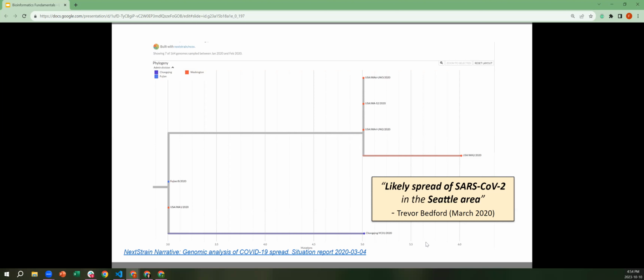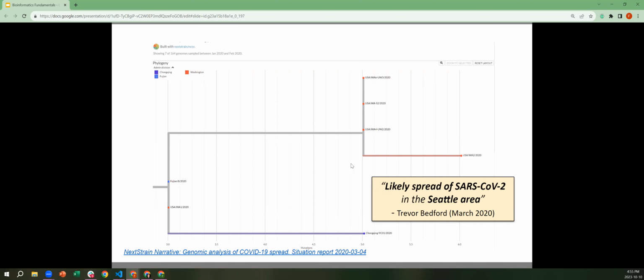And with that information, what you can do is you say there's a unique introduction event in the Seattle area. There has been community transmission in the Seattle area, and the introduction event may have come from wherever the individual with the genomically related SARS-CoV-2 sequence is from.